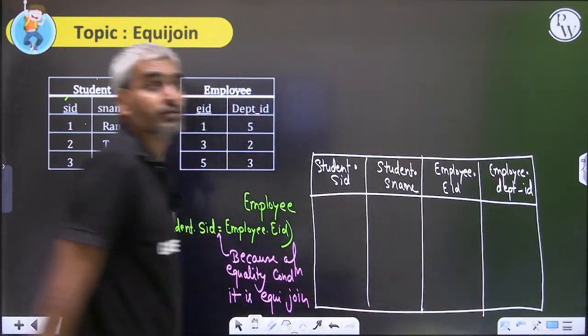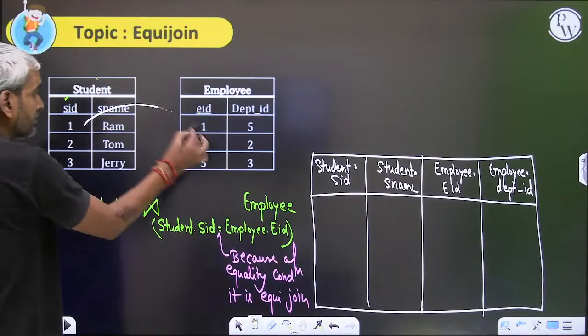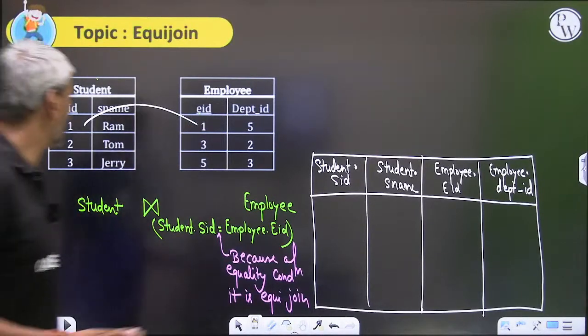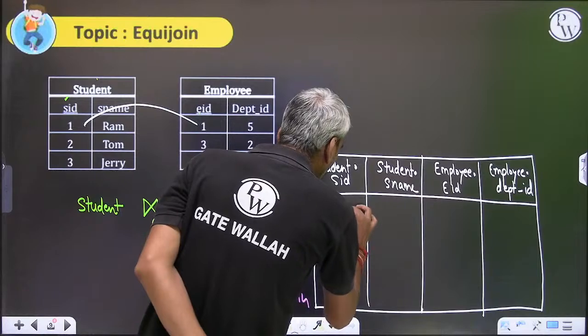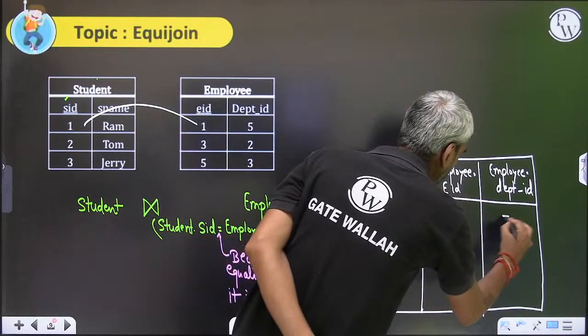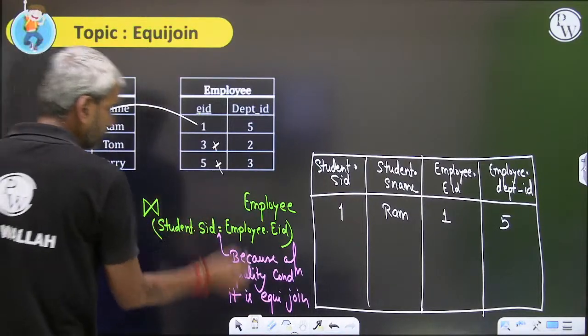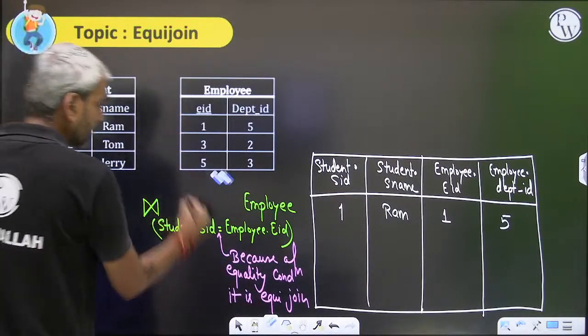Now the only thing that you must understand is that the tuples present in the resulting relation will be the tuples satisfying this criteria. So one combined with this one. Yes, SID equals EID. Therefore, one RAM will be combined with 1 5. This one is not equal to 3, this one is not equal to 5. Done. Let's look at the second one.